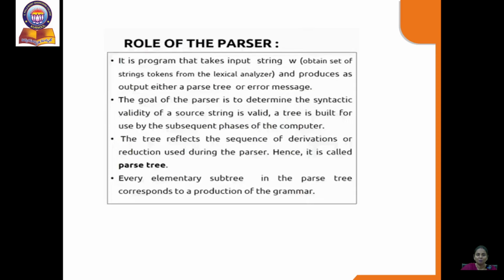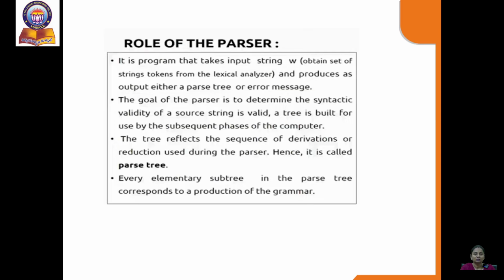The main goal of the parser here is to determine the validation of a source string, whether a string is valid or not. If the tree is built, then the subsequent phases of the compiler will be considered as usual, and the flow completes by generating the low level language. The tree constructed reflects the sequence of derivations or reductions, if any, needed during parsing. Either of these two processes can be done. We call it the construction of a parse tree.